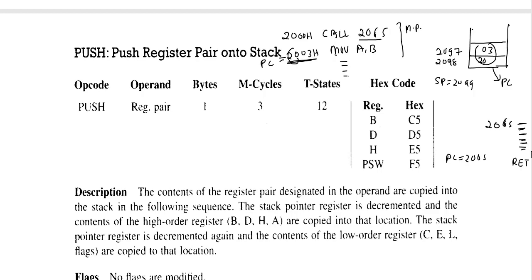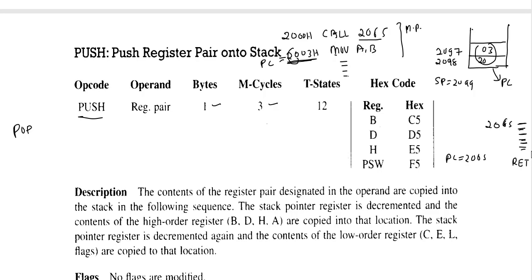Stack is used to store a return address, and it also stores the values of registers. For storing the values of registers, we use the instruction PUSH, and if we want to retrieve these values, we use the instruction POP. So for moving the data of a register pair onto the stack, we use PUSH, and for retrieving it, we use POP. How will it work? It is a 1-byte instruction, and it has 3 machine cycles.